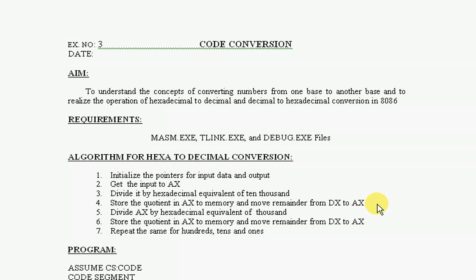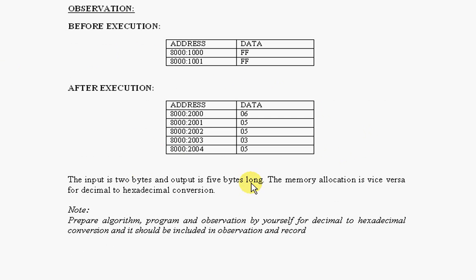Hello, welcome to D58 Microprocessor and Microcontroller Lab, experiment number 3, code conversion. The aim is to understand the concepts of converting numbers from one base to another base, and to realize the operation of hexadecimal to decimal conversion in an assembly level program for 8086. Here I explain how to convert hexadecimal to decimal, and you have to do decimal to hexadecimal conversion on your own, and write the observation for this also in your lab.